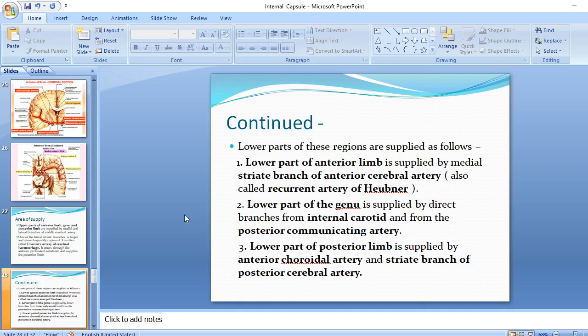The lower parts of the internal capsule are supplied as follows. The lower part of the anterior limb is supplied by the medial striate branch of the anterior cerebral artery, also called the recurrent artery of hemorrhage. The lower part of the genu is supplied by direct branches from the internal carotid and from the posterior communicating artery. The lower part of the posterior limb is supplied by the anterior choroidal artery, and a straight branch of the posterior cerebral artery.